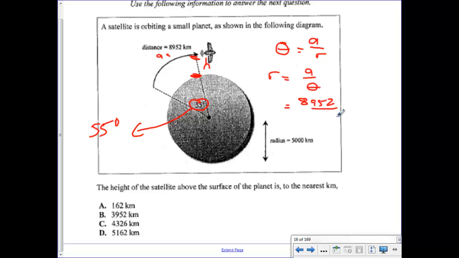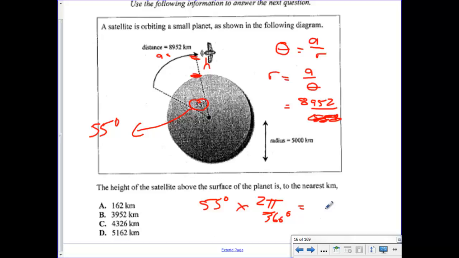Well, our arc length is 8952, but I don't just divide it by 55 because 55 is in degrees. So don't do this. Take 55 degrees and times by 2 pi over 360. Now, if you want to write this in terms of pi, that's fine. But since it's a decimal number, we're going to end up dividing it anyway. So just find it as a decimal number. Will we always use 2 pi over 360? Yes, that is the conversion ratio.